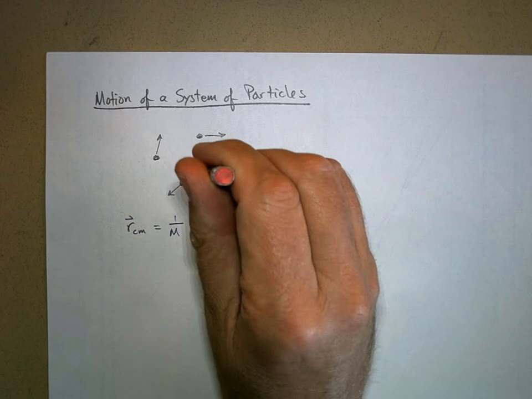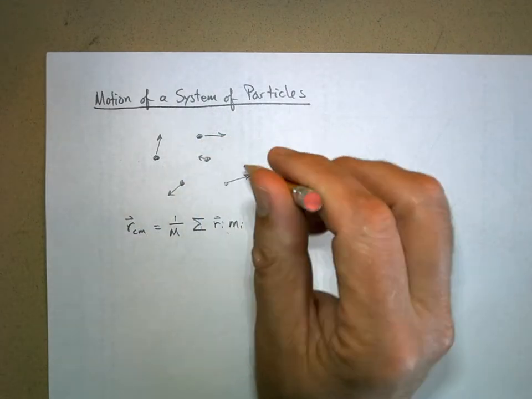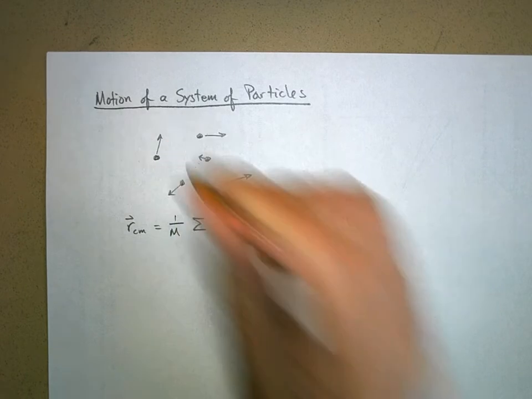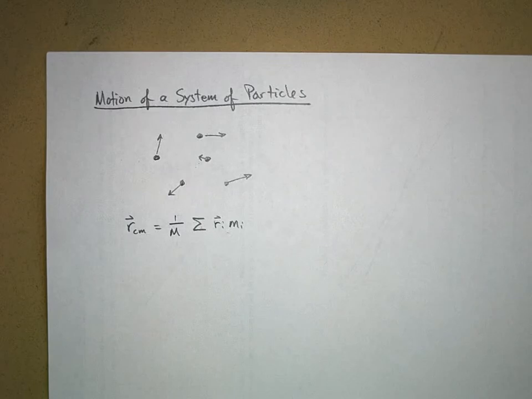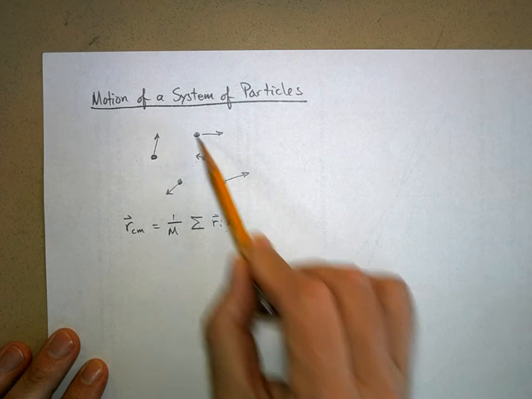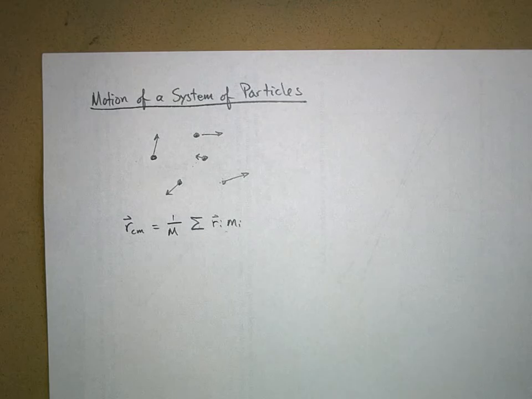I could have a system of particles where the center of mass is not changing, even though the particles are moving. Wait, what do you mean by moving? You mean like they're all moving in one direction? Exactly. What I want to do is look at a system of particles where the particles each have their own individual motion. But what's true about the center of mass of the system? Is it moving or not?